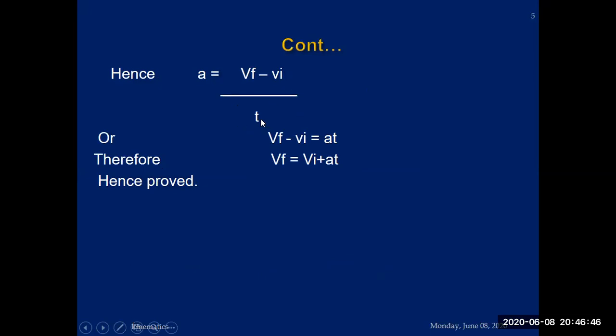If you simplify it, here it is divided. You multiply both sides by T, and you will get AT is equal to VF minus VI. This one, AT is equal to VF minus VI. Again, if you are asked to calculate final velocity, it is VF equals VI plus AT. Then define it from this place.